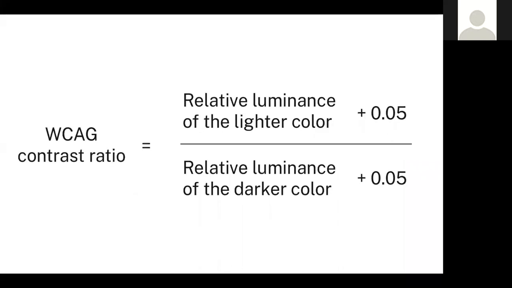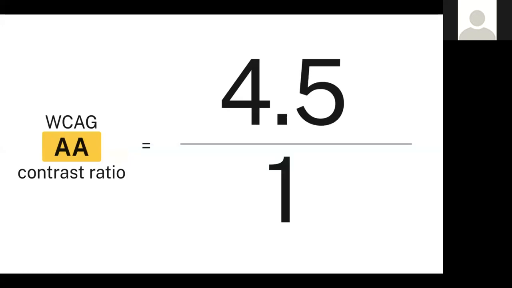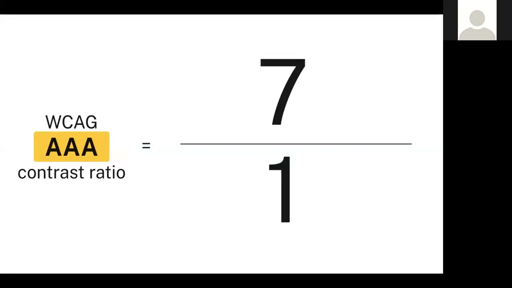because contrast ratio is based on this idea of relative luminance, where it's the relative luminance of the lighter color plus 5% over the relative luminance of the darker color plus 5%, and that's how you calculate contrast. So an AA large contrast ratio of 3:1 means that the light color has to be at least 3 times the value of the dark color. Similarly with AA and with AAA as well.